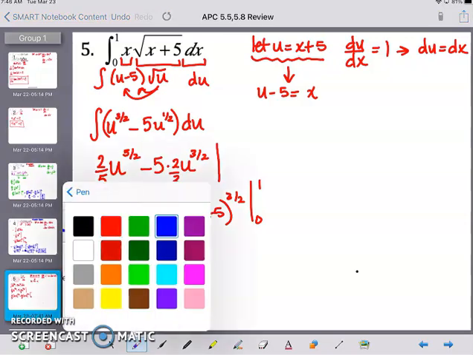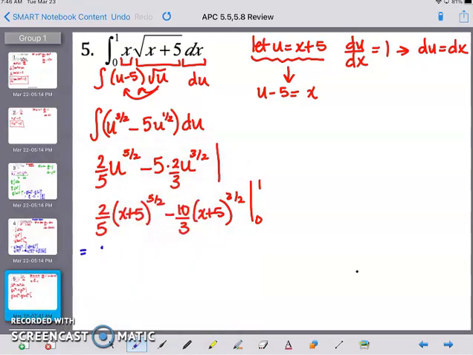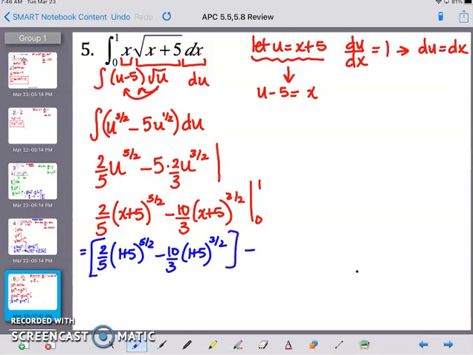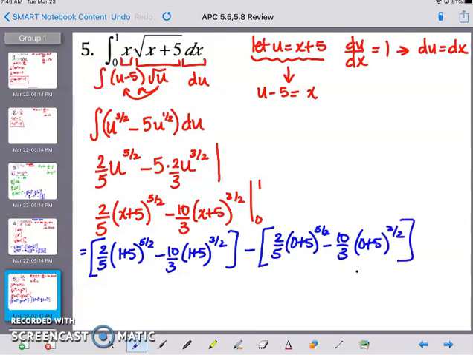Okay, so now I'm going to go ahead and do that. So I'm just going to plug in 1, and I'm going to plug in 0. So I'm going to get 2/5 times 1 plus 5 to the 5/2 minus 10/3 times 1 plus 5 to the 3/2. All of that minus 2/5 times 0 plus 5 to the 5/2 minus 10/3 times 0 plus 5 to the 3/2 power.